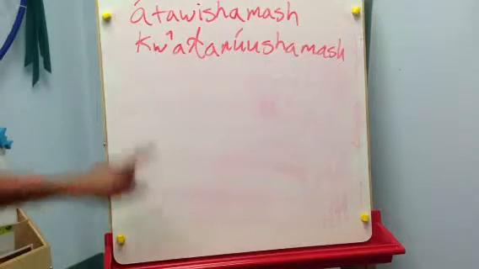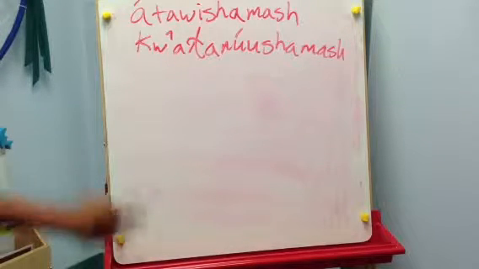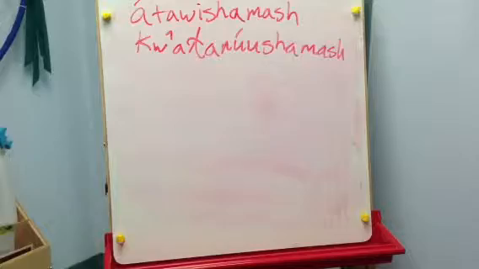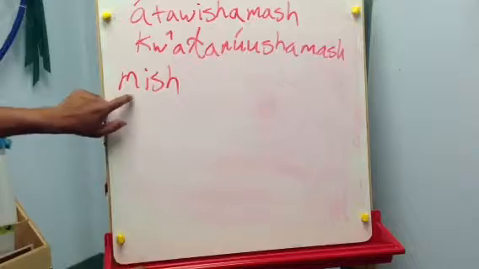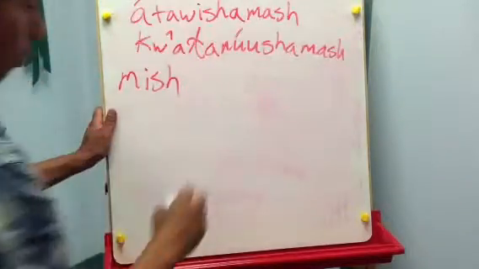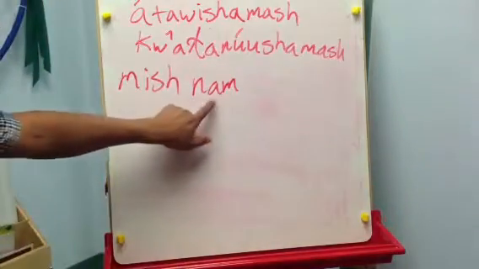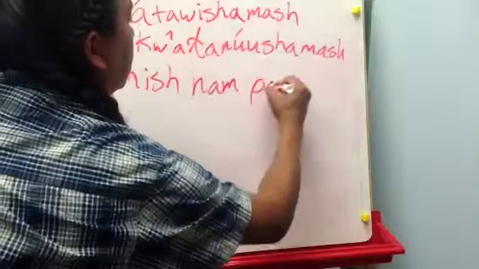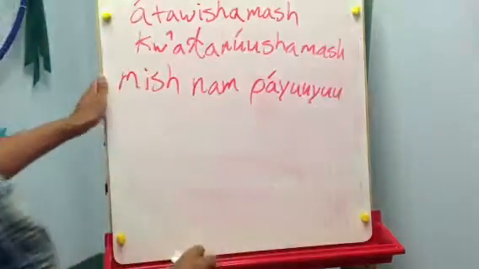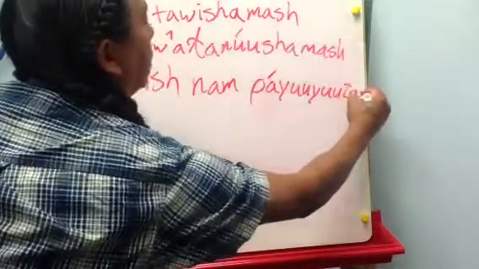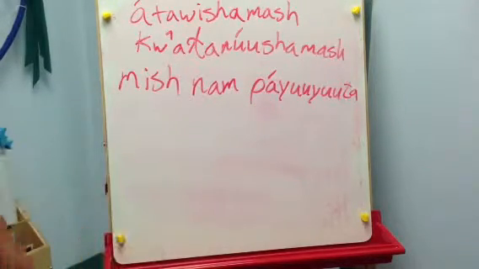But let's switch this around and make it something more generic, like call. And let's say, will you call me? So to make a question sentence, we use mish. For will you call me? You have your num for you. You is call. Mishnam payu yuta. Will you call me? Mishnam payu yuta.